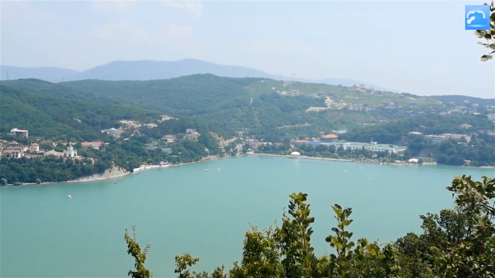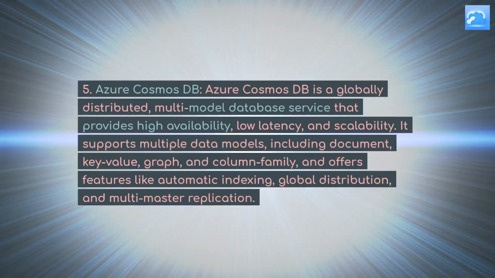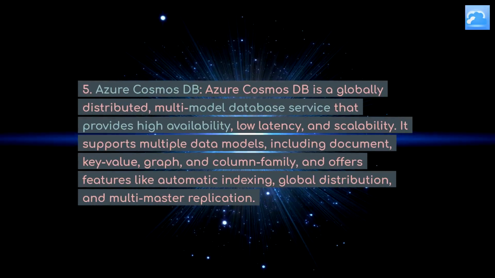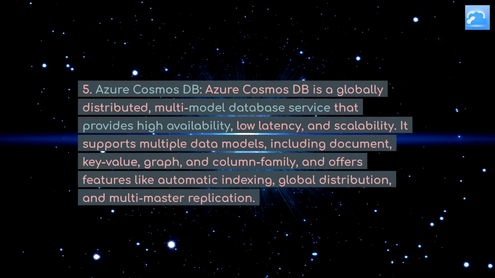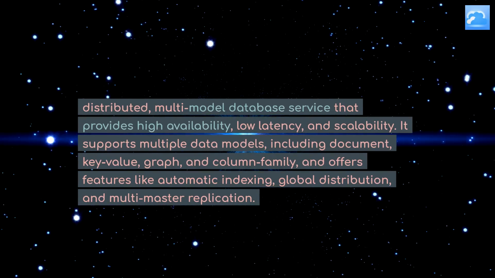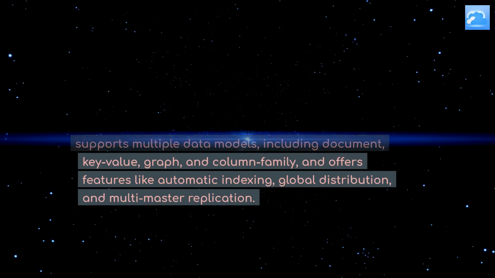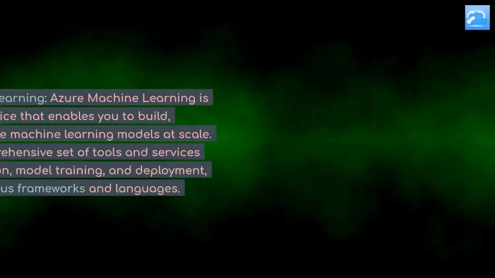5. Azure Cosmos DB. Azure Cosmos DB is a globally distributed, multi-model database service that provides high availability, low latency, and scalability. It supports multiple data models, including document, key value, graph, and column family, and offers features like automatic indexing, global distribution, and multi-master replication.